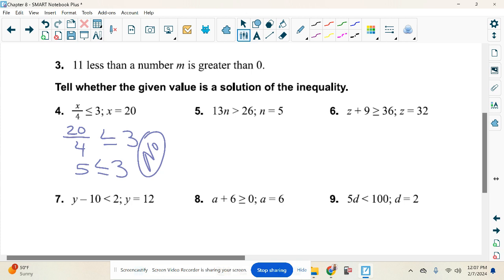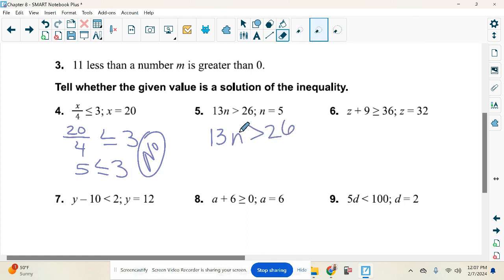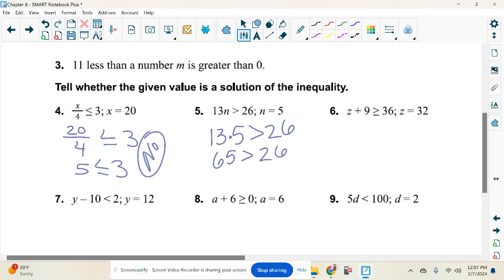All right, number 5. I have 13n is greater than 26. I'm going to replace the n with a 5, and what operation happens in between the two? Multiplication. So 13 times 5, 65. Is 65 greater than 26? Yes. You getting it? Okay.